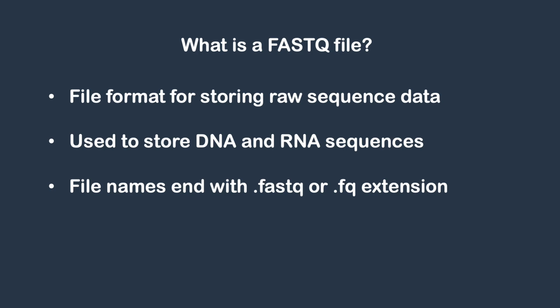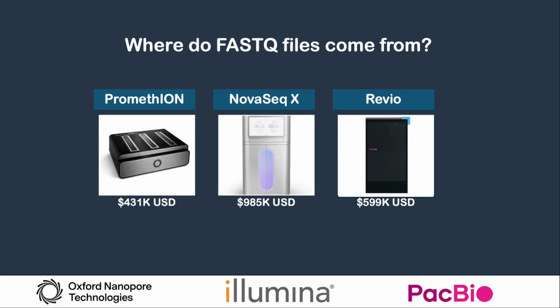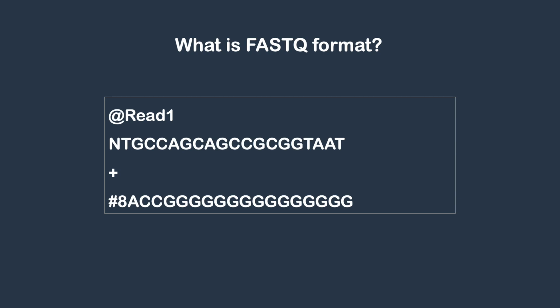So where do FASTQ files come from? They're generated by sequencing instruments, large, high-tech machines like the Promethion, NovaSeq, and Revio. These instruments are built by companies like Oxford Nanopore, Illumina, and PacBio, and can cost hundreds of thousands of dollars to purchase. And the basic idea is that you feed them genetic material, and they output FASTQ files, a digital format we can analyze. And each entry within a FASTQ file represents a single read, a short sequence generated by the sequencer. Remember this term because it comes up a lot.